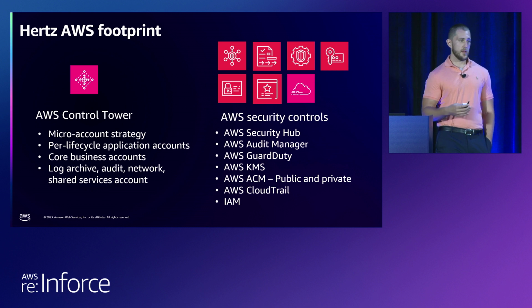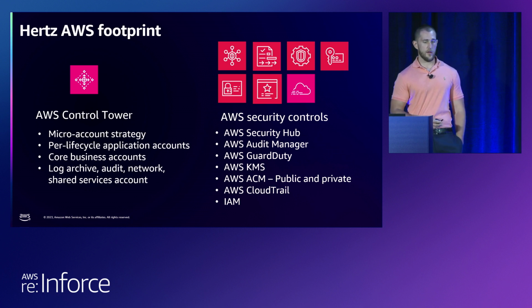So what does this mean? This means that applications will go through an architecture review, a security review, and then once they are deemed to go into AWS, we give them a development account, a QA account, a staging account, and a production account.